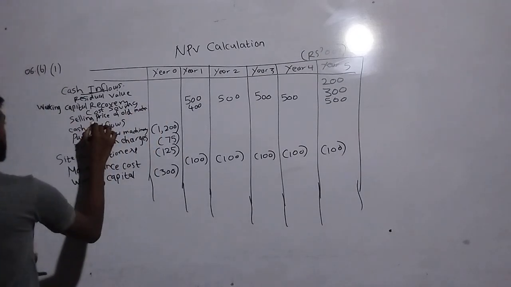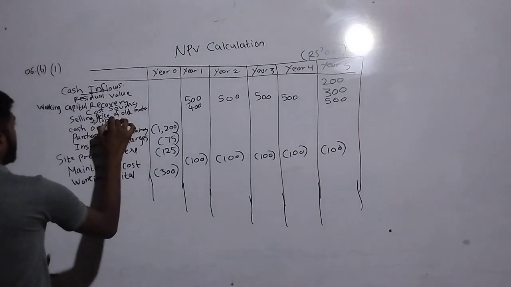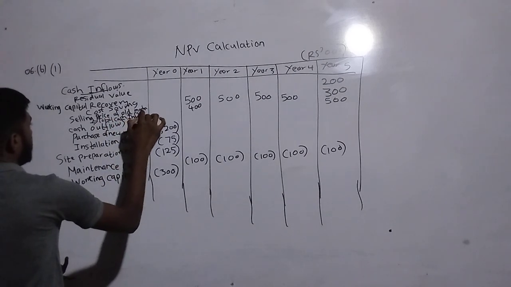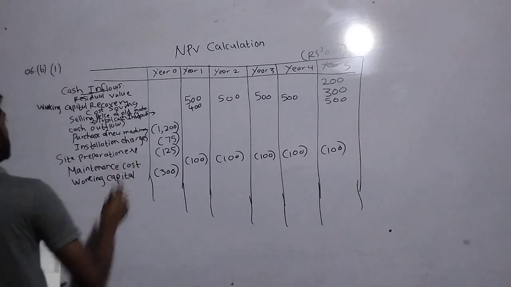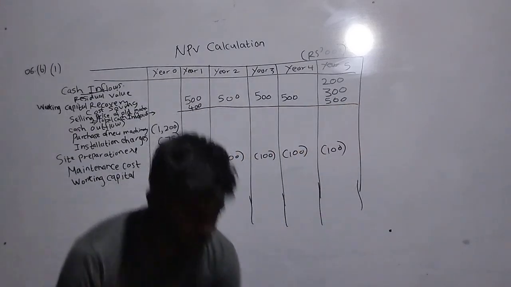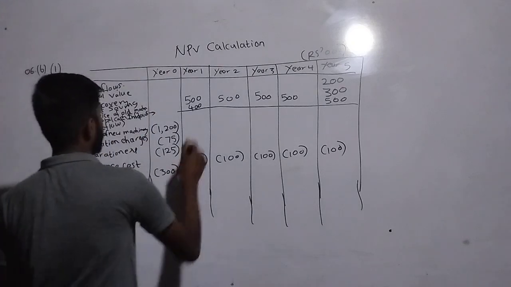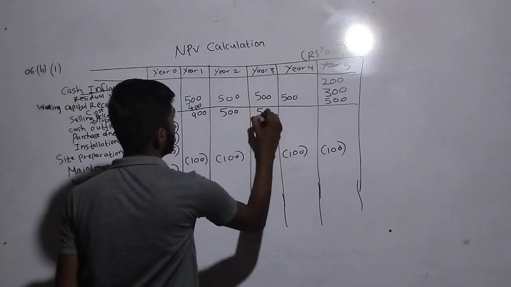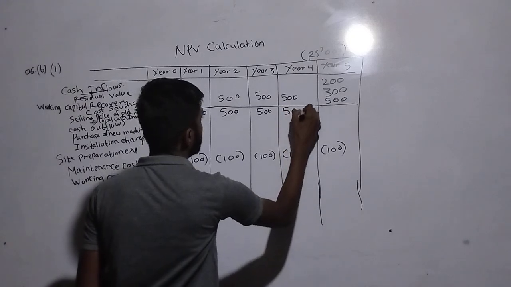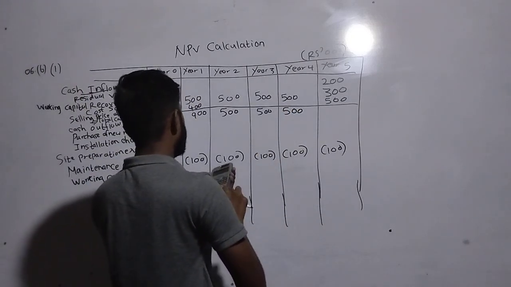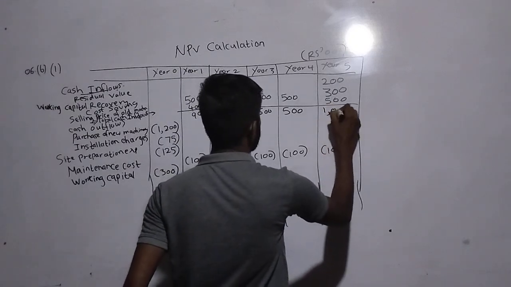Then here you take the total cash inflows. Total cash inflows. So once you take, dear students, here it is going to be 900. Here it's going to be 500. Here 500. Here 500. Here 200 plus 300 plus 500. That is going to give you 1,000.